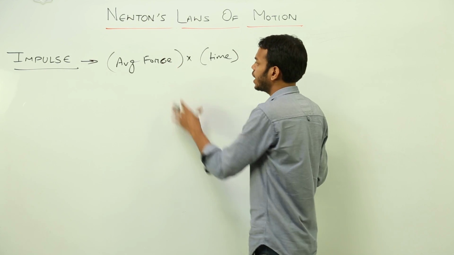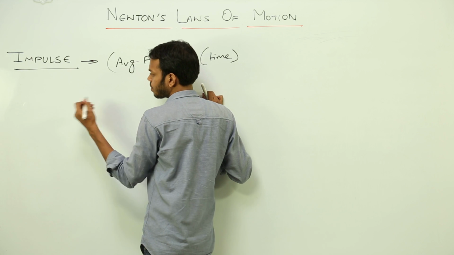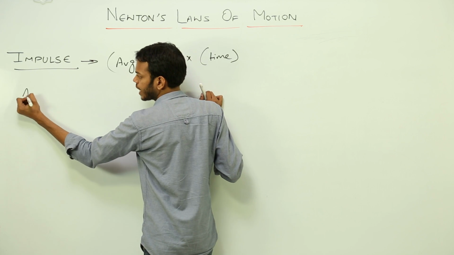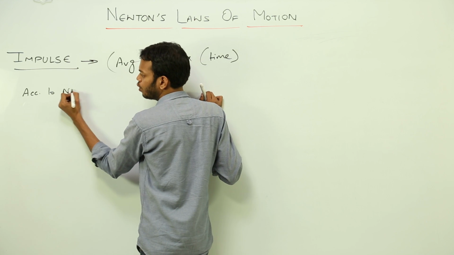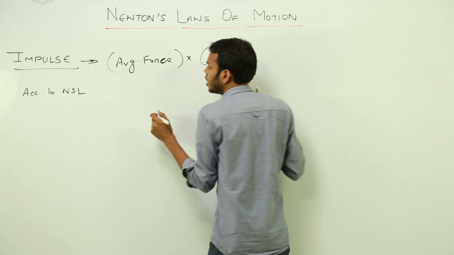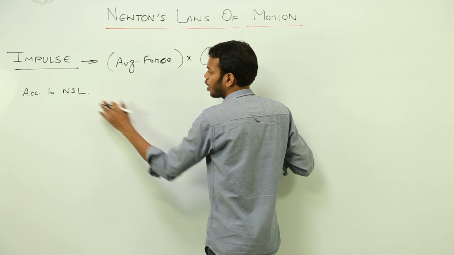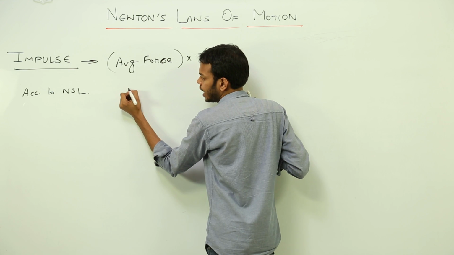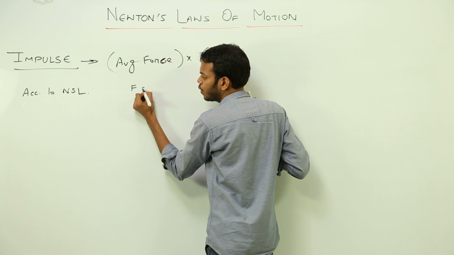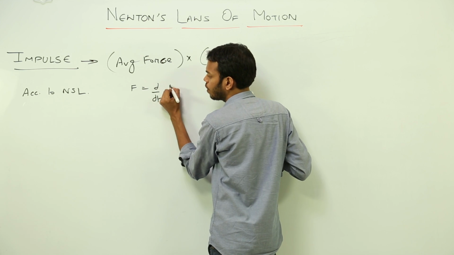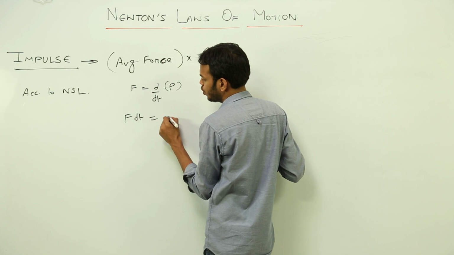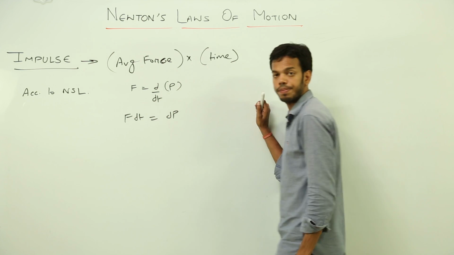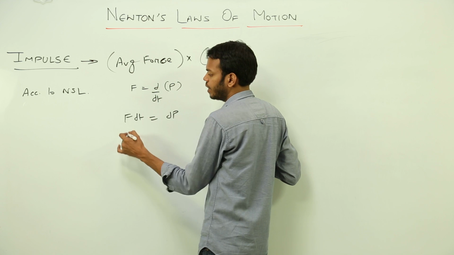We want average force into time. Let's start from Newton's second law. According to Newton's second law of motion, the rate of change of momentum is equal to force: F = dp/dt. That means F dt is equal to dp, right? So this is what we do in differentiation.